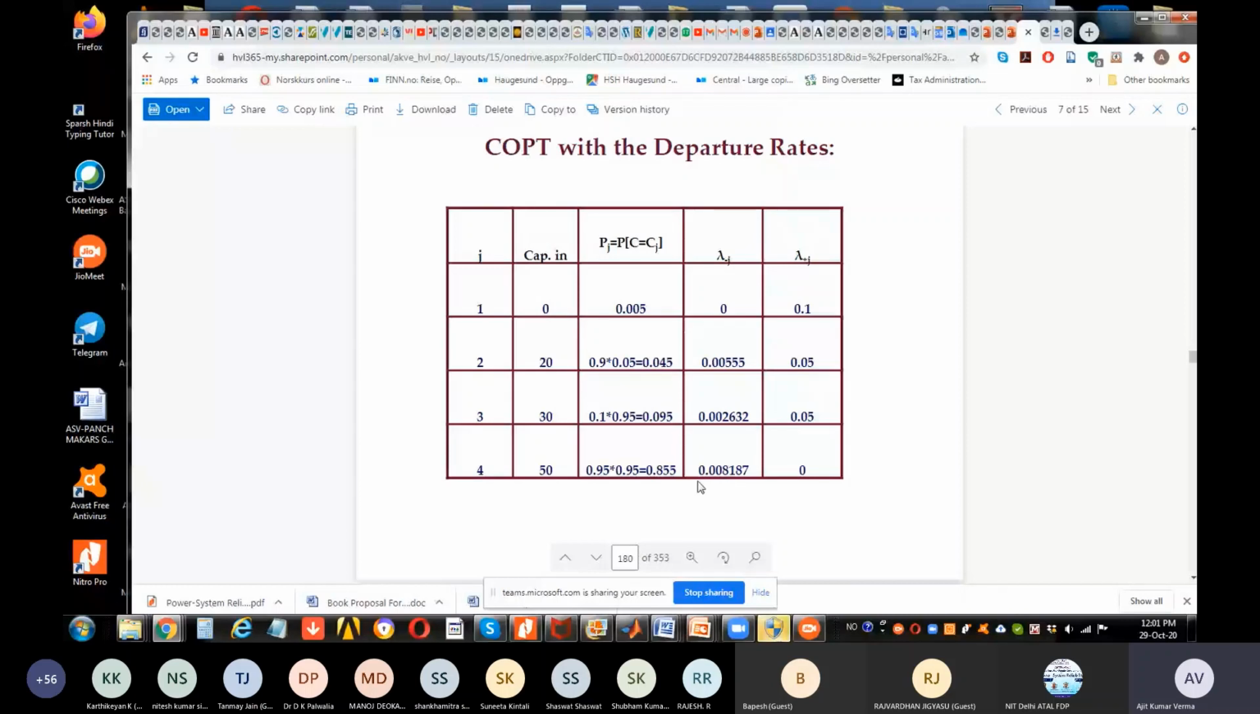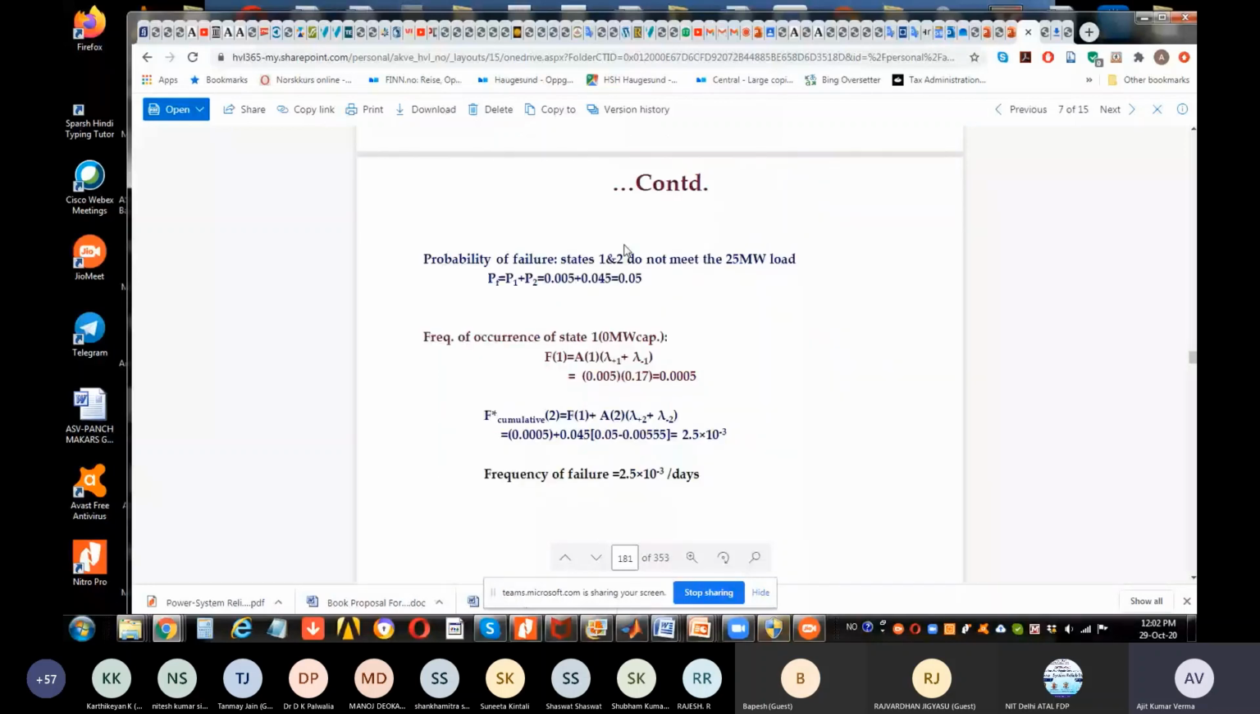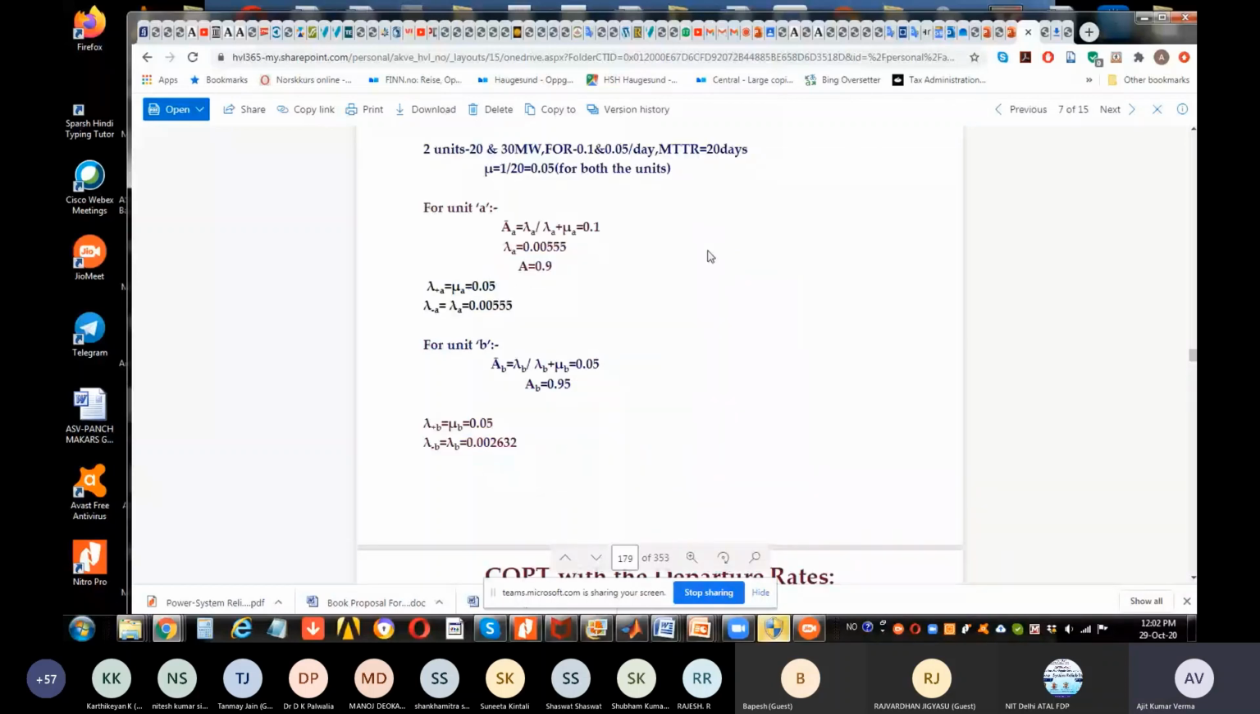What about higher state? None. Nothing more than 50. So this is lambda J minus and lambda J plus. These are the transition rates associated with the various capacities. So let's look at something further. What are we trying to find out in this problem? Calculate the probability and frequency of failure.